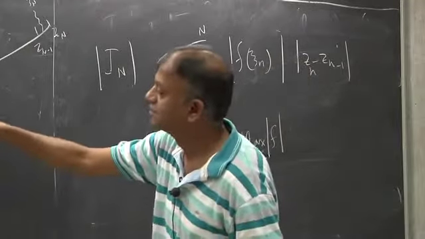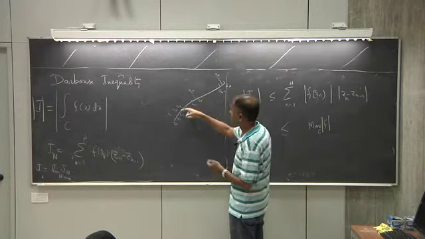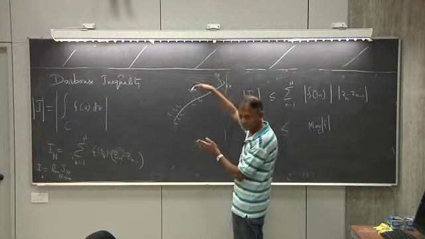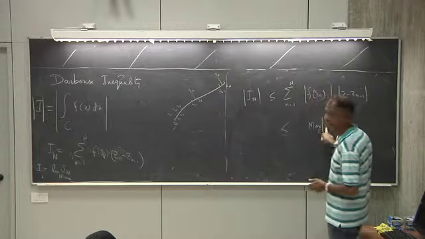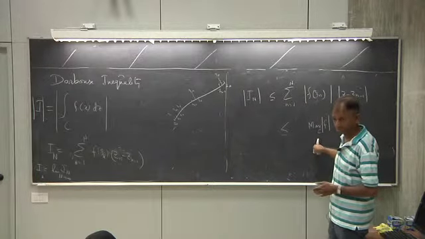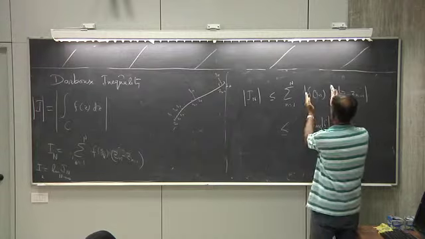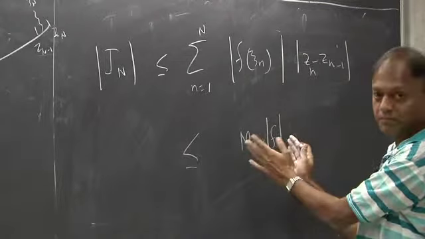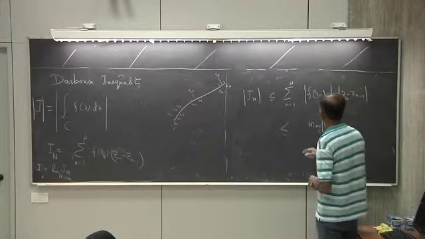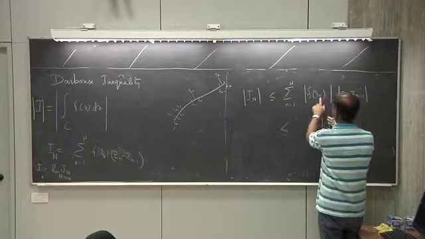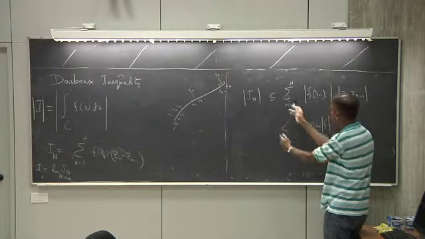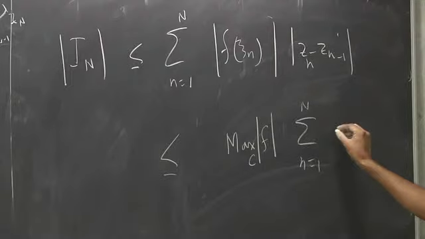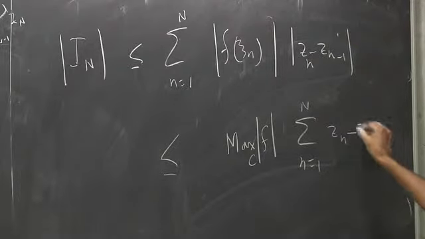Just look at all the points here. At each point, f will have some modulus, and there will be some maximum. So this is the maximum of f on that contour. Obviously this is less than or equal to that, because by definition it is the maximum, which is a finite number since f is bounded. And this is independent of small n, so I can take it out of the sum. So this will be the sum from n equals 1 to capital N of the modulus of Z_n minus Z_{n-1}.